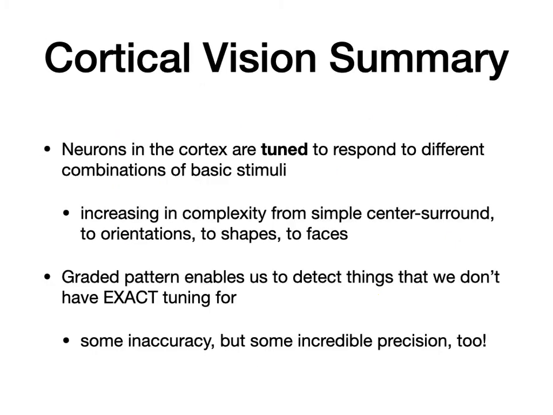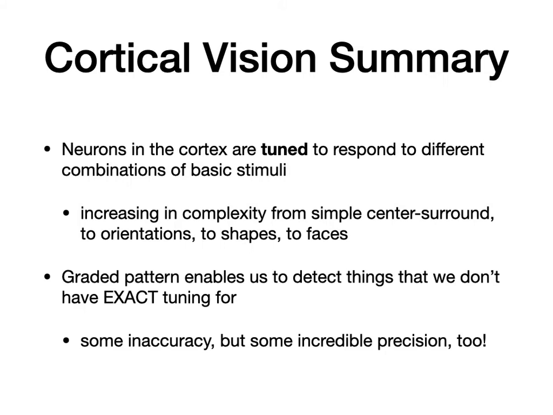So, to recap, cortical vision. There are neurons in the cortex that are tuned to respond to different combinations of these basic stimuli. They increase in complexity from simple center surround to orientations to shapes to faces, and then ultimately the fact that these all have graded responses enables us to detect things that we don't have exact tuning for. There's of course some inaccuracy, but there's also hyperacuity. We can get extra precision by combining over things in groups.